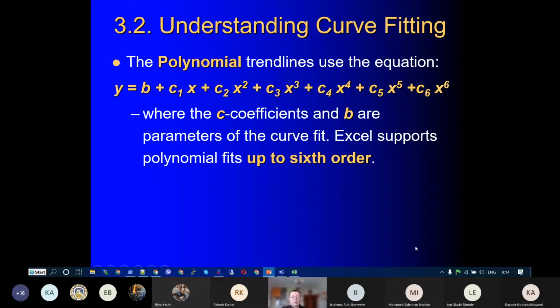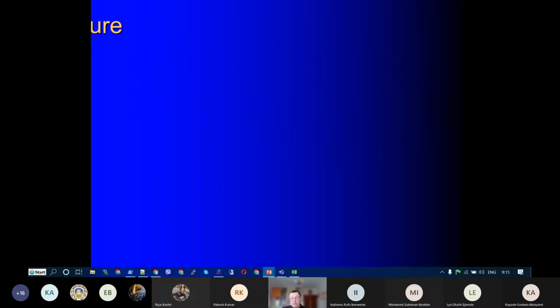fit. And Excel supports up to the 6th order of polynomial, because it's a rare case when we need to use such a large level of correlational analysis. It's too likely that you will fall into overfitting when you try to use a given order of polynomial.